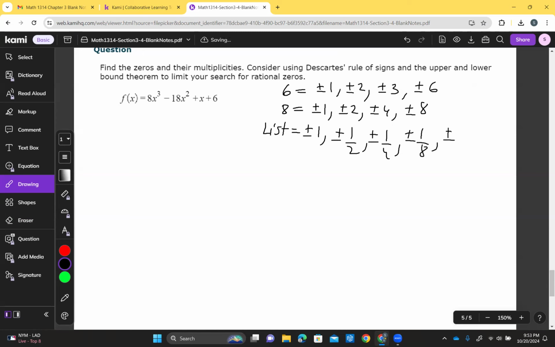2 over 1 is just 2, 2 divided by 2 is 1, which is right here, 2 out of 4 is 1/2, right here, 2 out of 8 is 1/4, it is right here. 3 divided by 1 is just 3, 3 divided by 2 is 3 over 2, 3 over 4, and 3 over 8. 6 divided by 1 is 6. 6 divided by 2 is 3, but we already put it there. 6 divided by 4 is 3 over 2. It's right here. 6 out of 8 is 3/4, and it's right here.